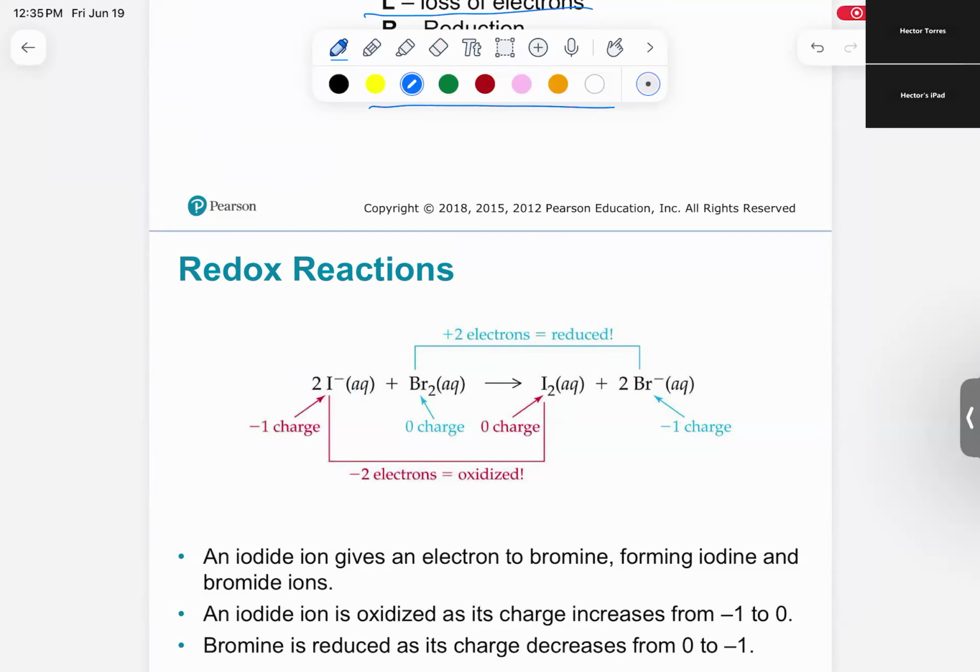Okay. Now on the opposite side, I have the Br. This has a charge of 0. Okay.